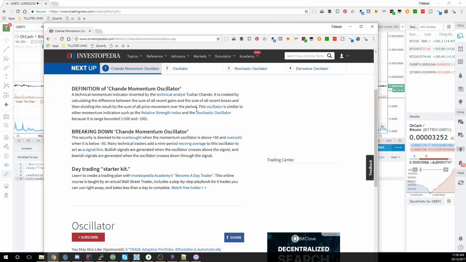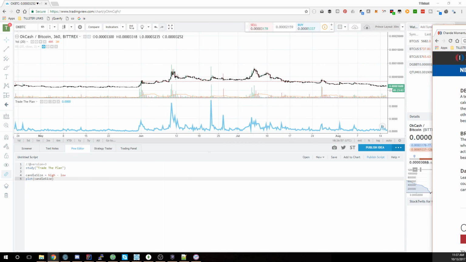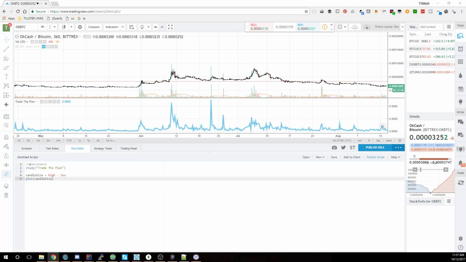It's similar to the RSI or the stochastic oscillator, because its range is bounded between plus 100 and negative 100. So what we're saying is that the security is deemed overbought when it's over 50 and oversold when it's under 50. Sure enough. Let's try this. Calculating the difference between the sum of all recent gains and the sum of all recent losses. Let's start there. What we want to do is calculate the sum of all recent gains.